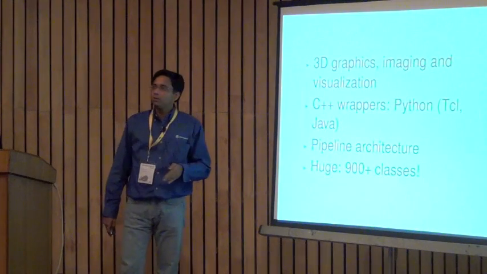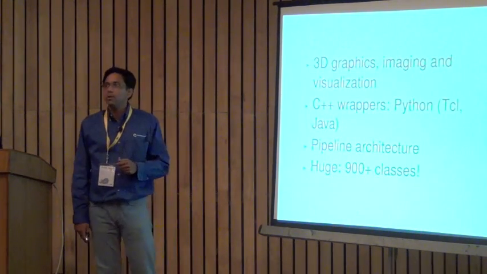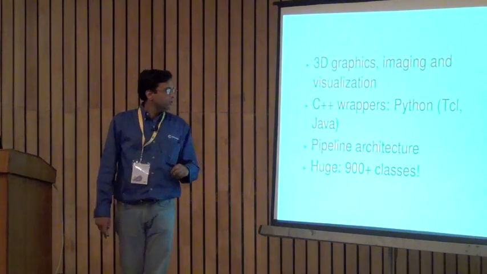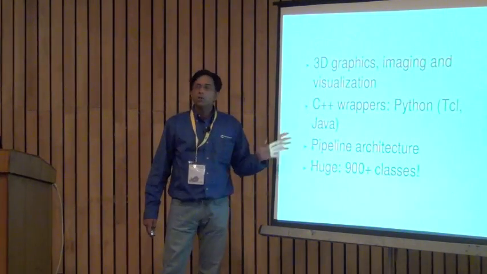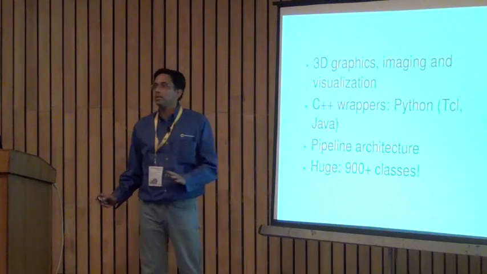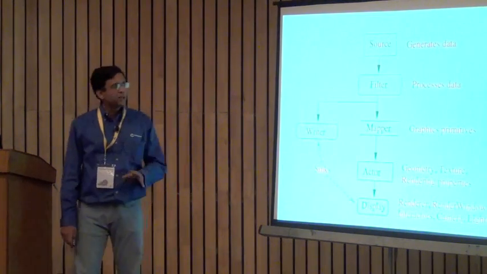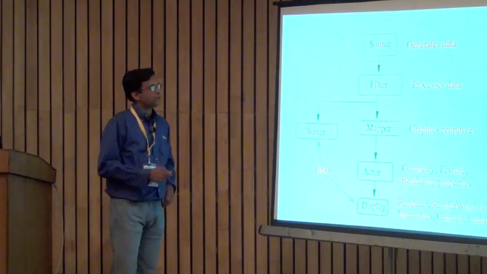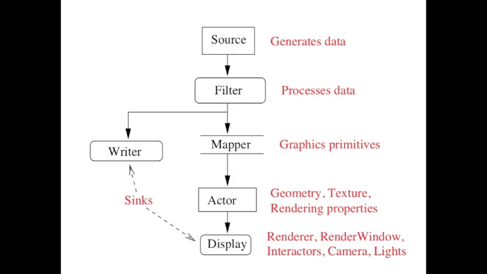So I was learning Python at this time and started writing some Python scripts for my colleagues. Now VTK itself has a pipeline architecture. I'll show you a brief slide about what that means. And it's humongous. It's like 900 classes. And typically, this is how it works, a pipeline architecture. You basically have a source which generates data.